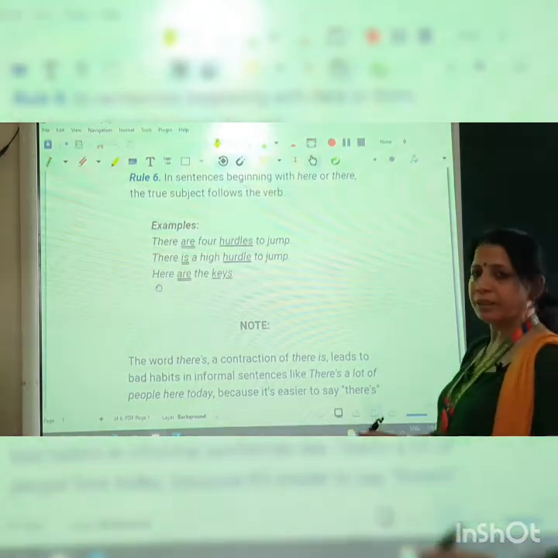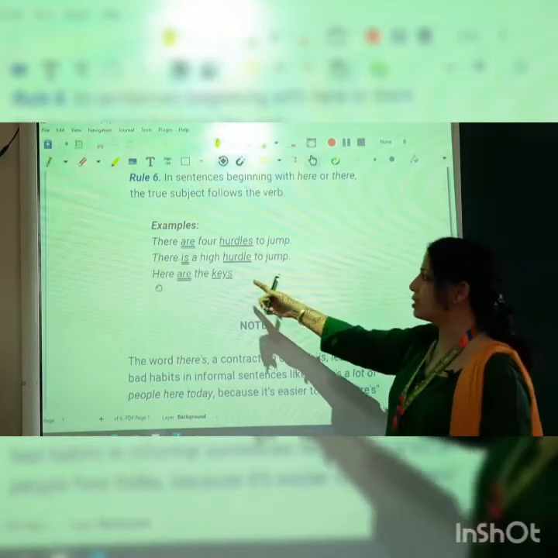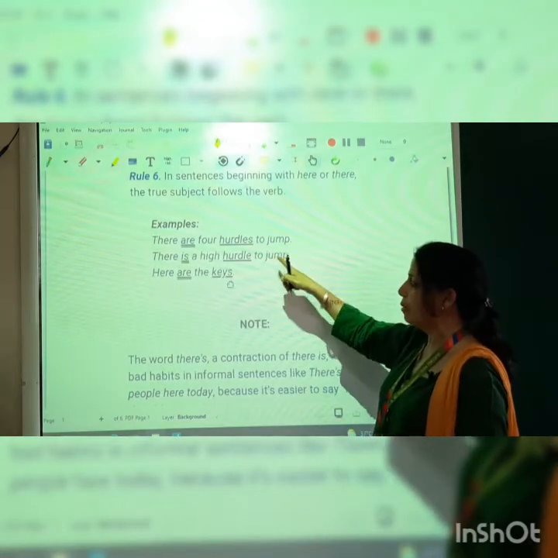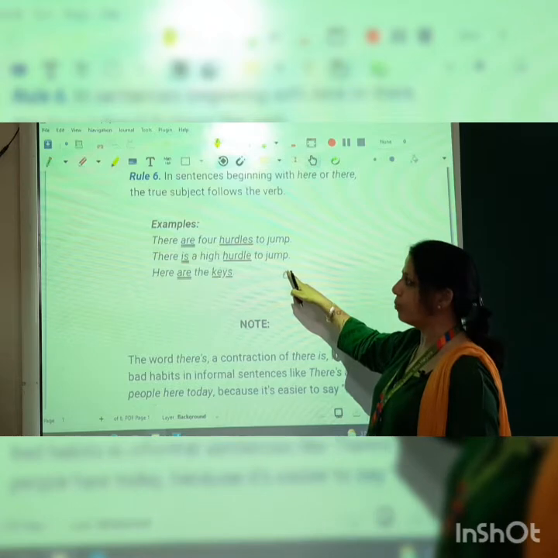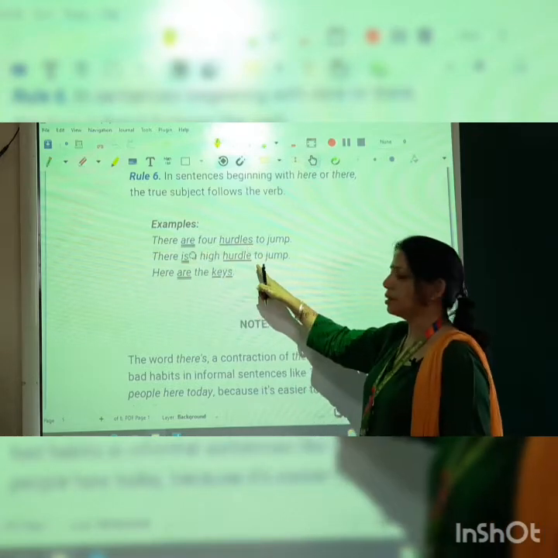So here are the keys, here is the key. Both can be correct. It depends on this, singular or plural. There are 4 hurdles to jump. There is a high hurdle to jump. Okay, so depends. Hurdles are, is hurdle.